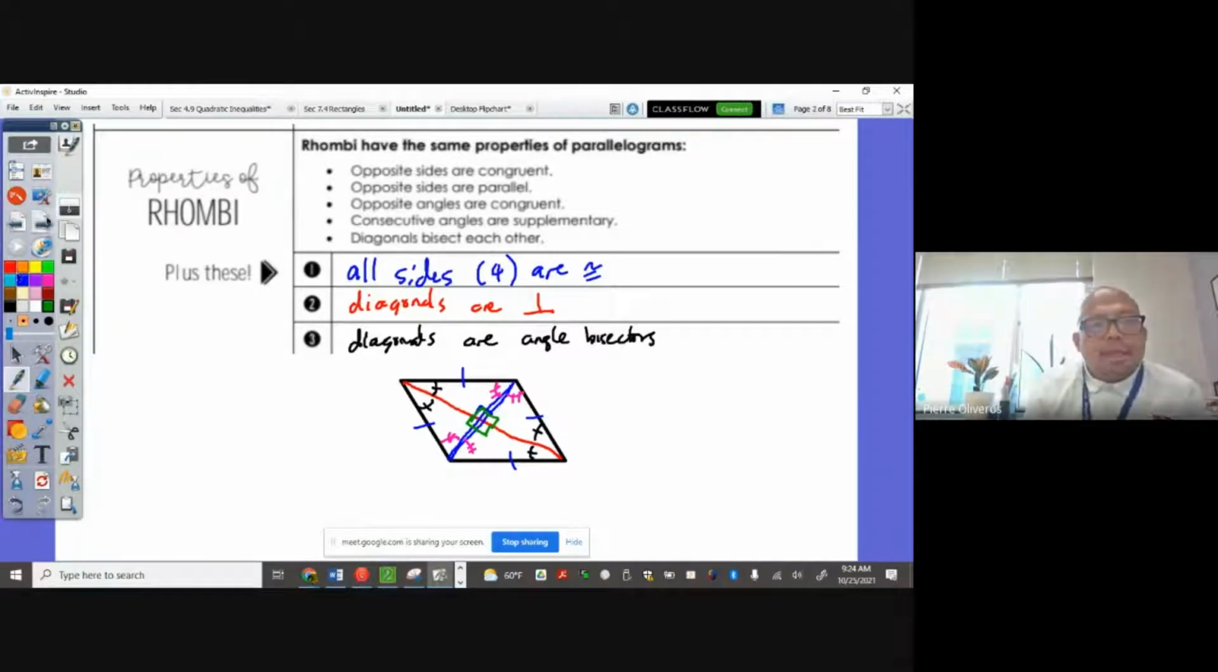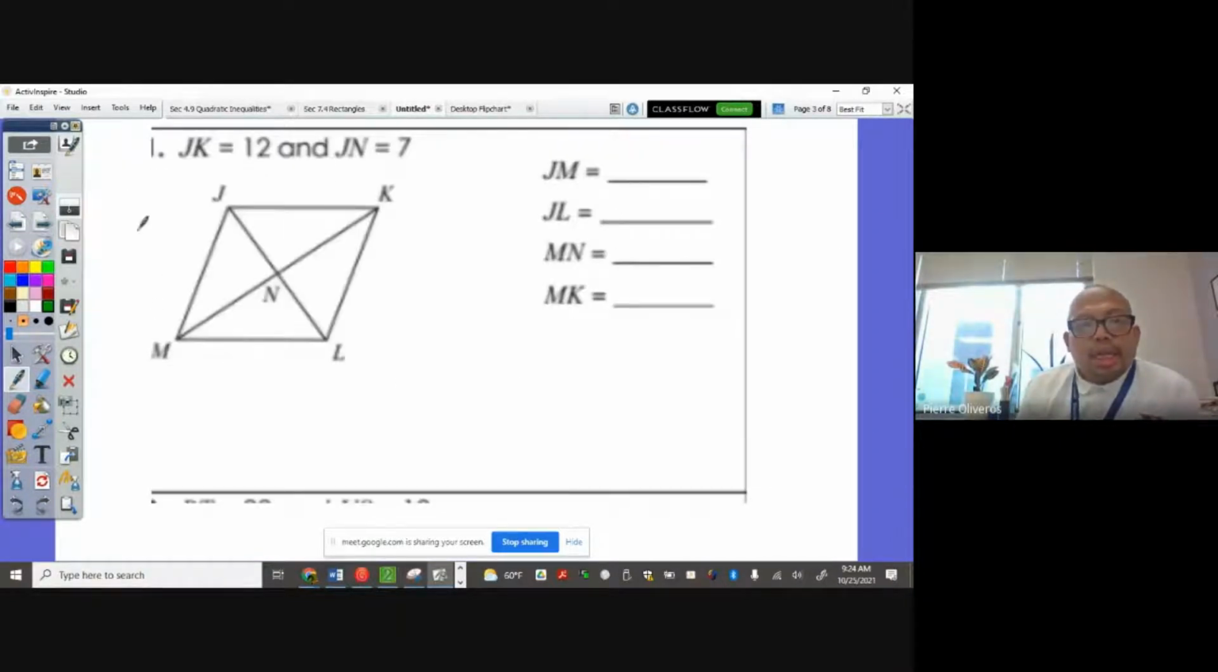Okay, let's go ahead now. JK is equal to 12, JN equals 7. So where's JK? JK is 12 here, so we know all of the sides are equal to 12. Very simple, right? JN is 7, so this has to be 7. Take note, that's 7, not MN. This will not be 7. That's for a rectangle. They're not going to be 7 there, but we know the two others are 7. So how do you find MN, let's say?